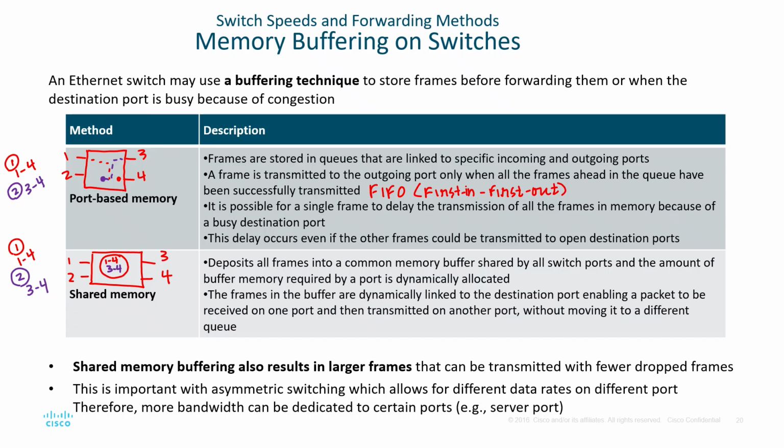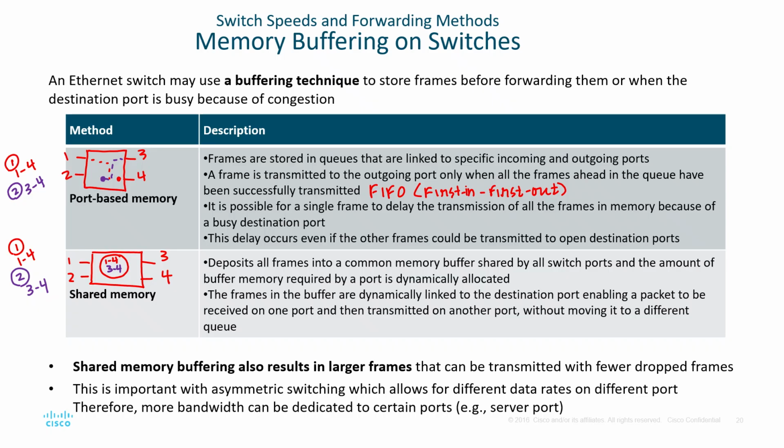So shared memory buffering also results in larger frames that can be transmitted with fewer dropped frames. This is important with asymmetric switching, which allows for different data rates on different ports. So the more you learn about your switches, you'll see that a particular port can run at 10, 100, or 1,000. It all depends on the parameters of the switch. And that's called port density. So when we get a little bit further into this and we start looking at switches and routers, those are things you need to pay attention to. What type of speeds do I need available on my switch ports in my local area network?